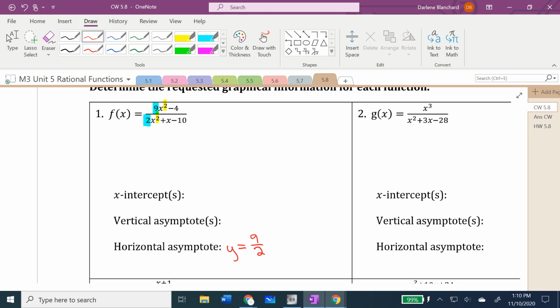Now, in previous homeworks and classworks, we have found x-intercepts and vertical asymptotes. X-intercepts are what make the numerator equal to 0. So I want you to factor the numerator and solve for what makes it equal to 0. Do you see that that numerator is a difference of squares?